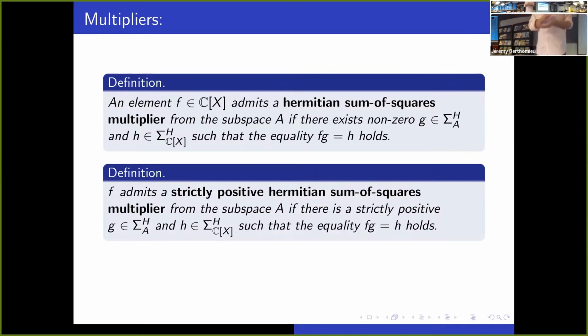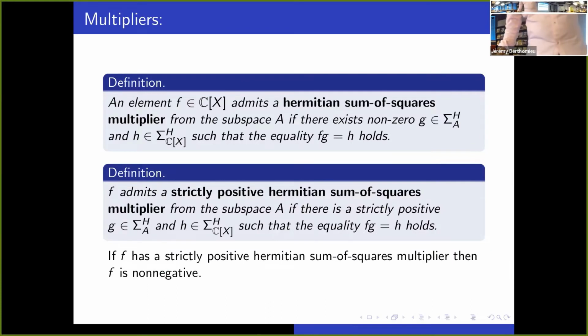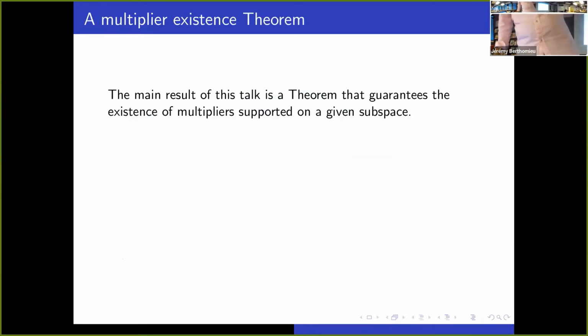We say that F admits a strictly positive Hermitian sum of squares multiplier from the subspace A if there is a strictly positive G and H such that this equality, F times G equals H, holds. If F has a strictly positive Hermitian sum of squares multiplier, obviously F is not negative.